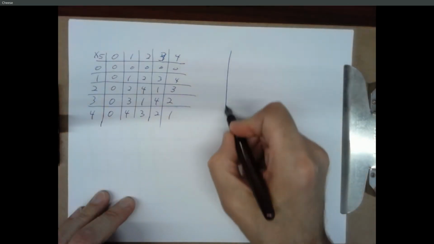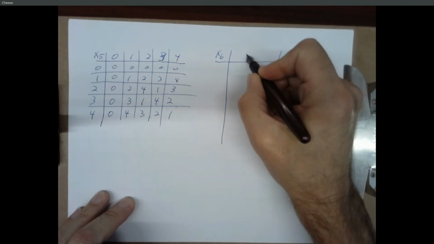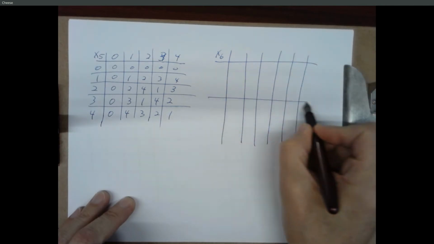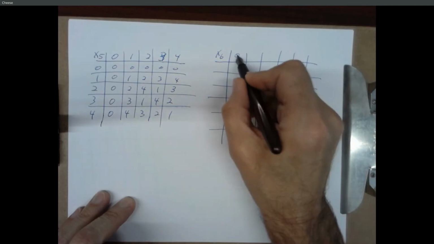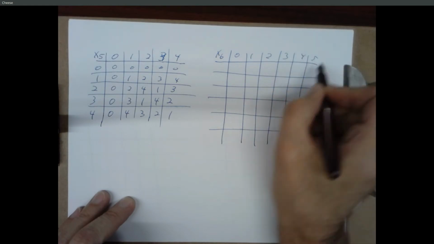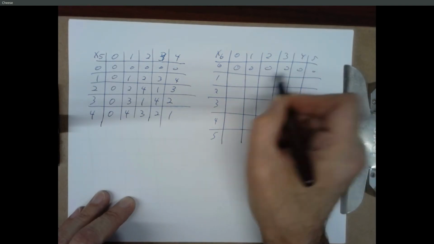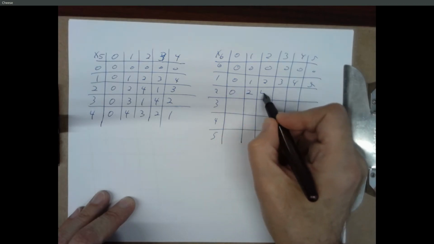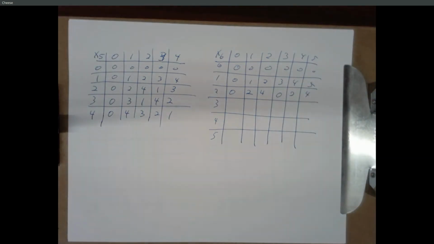All right, let's do that again, but let's do it modulo 6. So the zeros are easy, the ones are easy, the 2s aren't too bad. 2 times 3 is 6, that's 0. 2 times 4 is 8, that's 2 more than a multiple of 6. 2 times 5 is 10, that's 4 more than a multiple of 6.